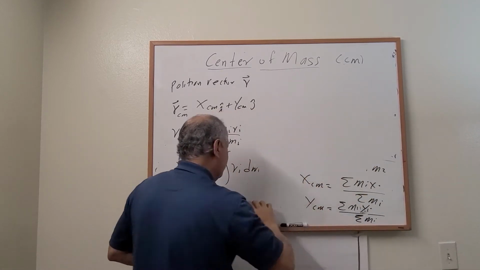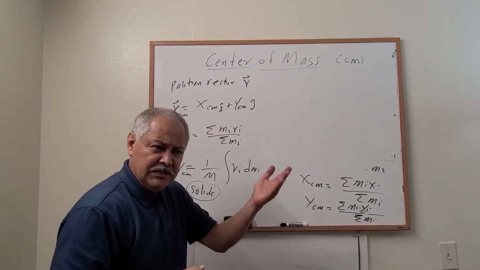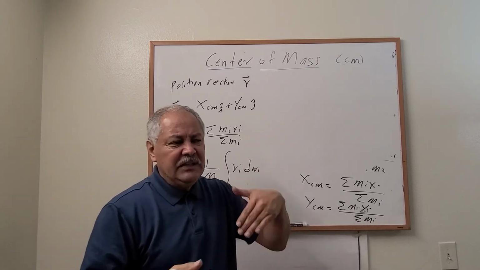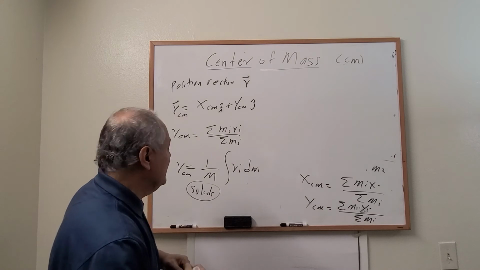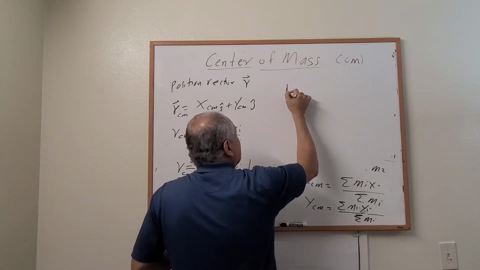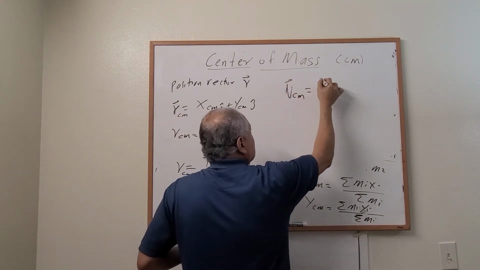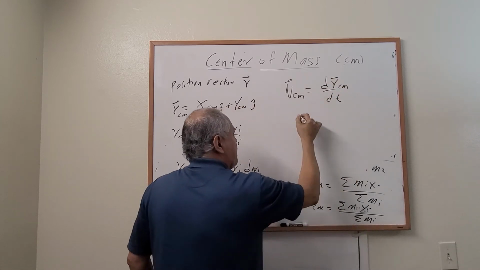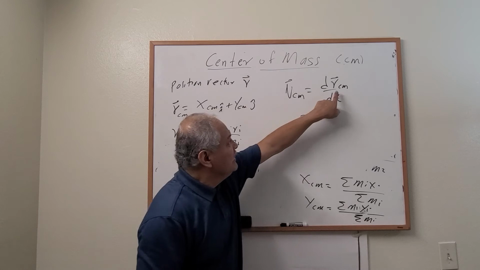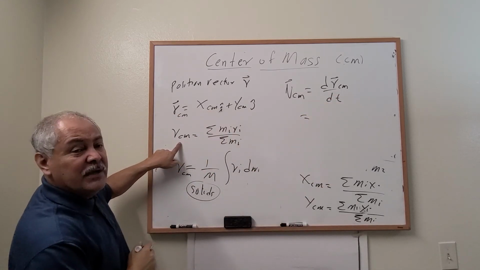So how do we define velocity? Well, remember, it's distance divided by time, that's the speed, right? Velocity is displacement divided by time. Let's do it. So what do we have then? The velocity of the center of mass is equal to this derivative with respect to time. But what is this? Well, this is just this one right here, correct?